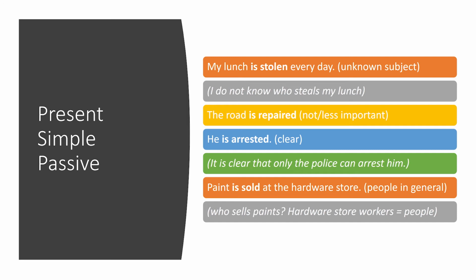And finally, we use passive voice when the subject is people in general. For example, paint is sold in hardware stores. Who sells paints? Of course, hardware workers. We know that. So, in this sentence, the word paint is more important. So, instead of saying hardware workers sell paints, we say paint is sold in hardware stores.